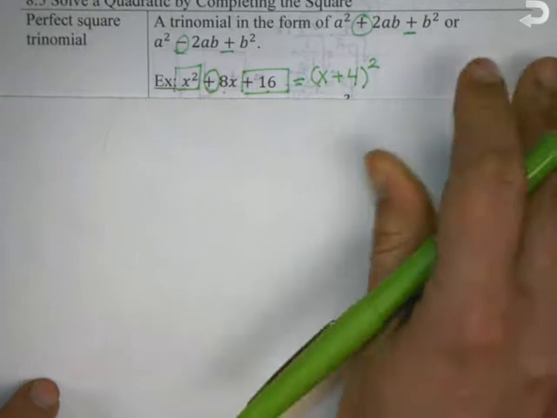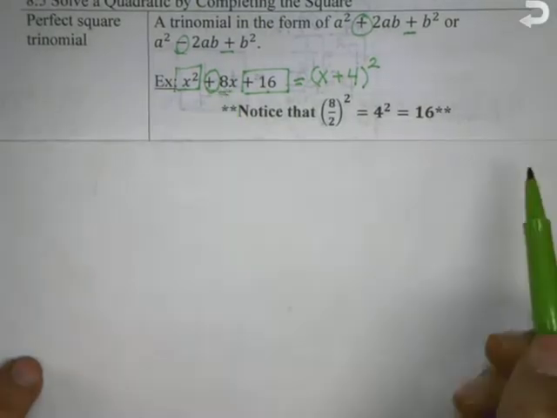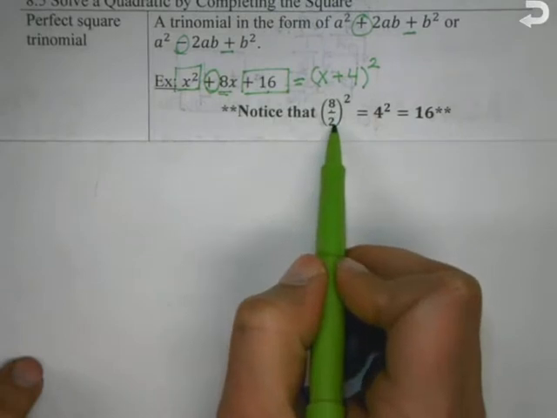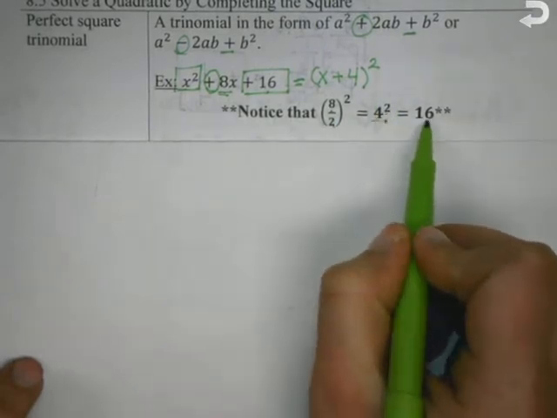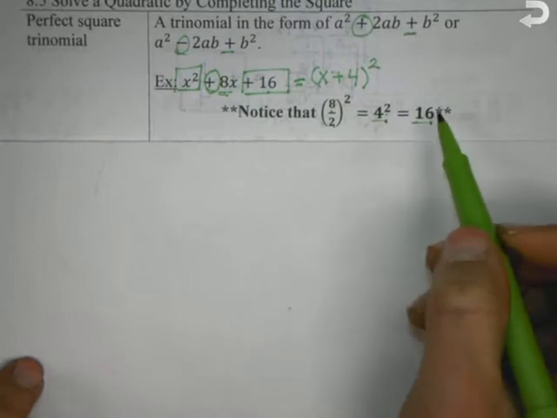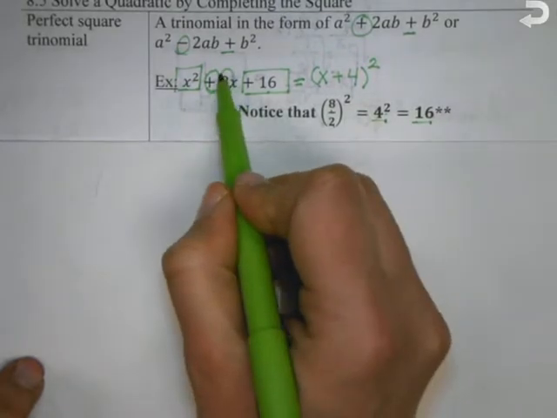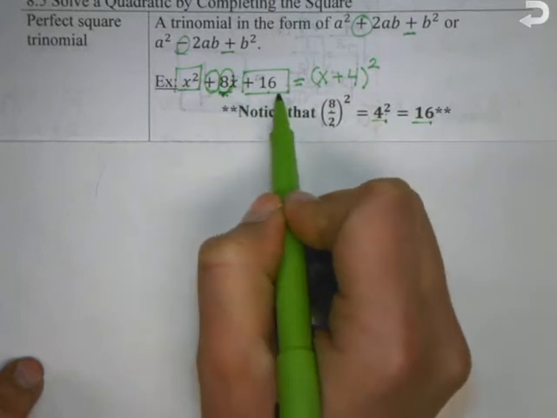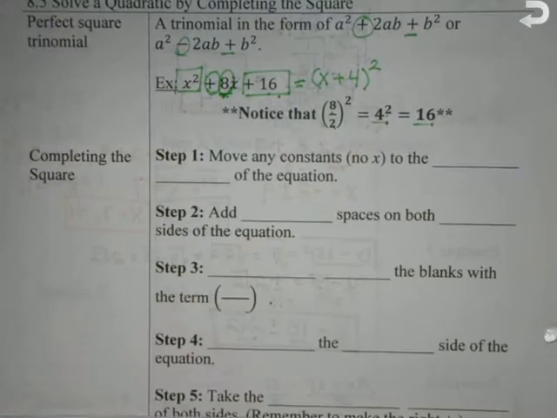Now, one thing we need to notice is that our middle term here is 8. If I take 8 and divide it by 2, that gives me 4. And then when I square 4, it gives me 16. This will always be true for a perfect square trinomial. I can take that middle term, divide it by 2, and then square it to get this last term. We're going to practice that, but first we want to take our steps to completing the square.